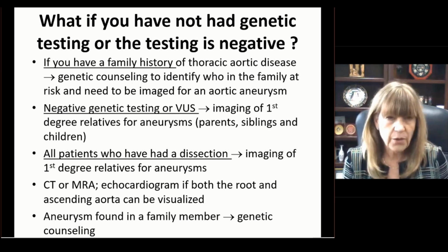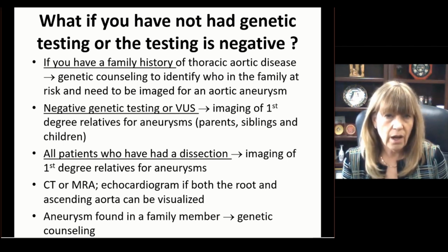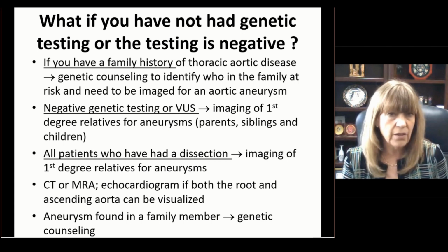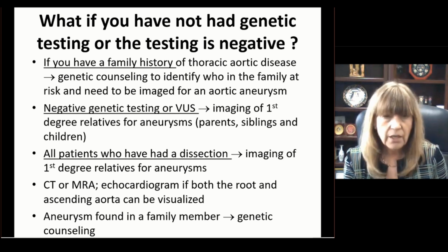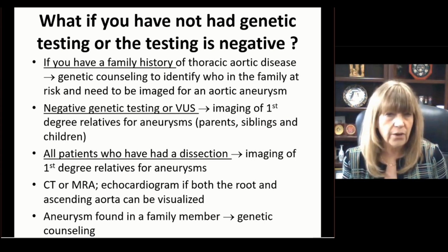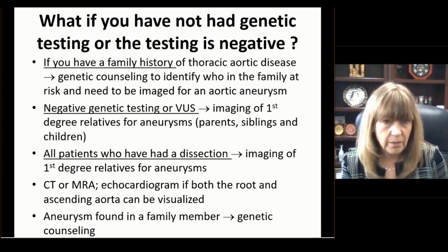In addition, if you have negative testing or a variant of unknown significance, which is equivalent to a negative test, and you're the only person in your family that is known to be affected, we need to image all the first-degree relatives for aneurysm. That means your parents, your siblings, and your children. And furthermore, the current treatment guidelines say that for all patients who've had a dissection, we need to go ahead and image all the first-degree relatives for aneurysm, whether or not there's a family history.